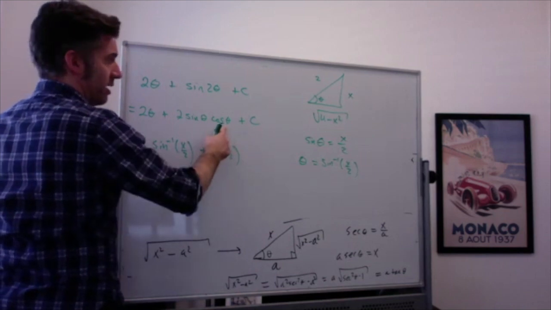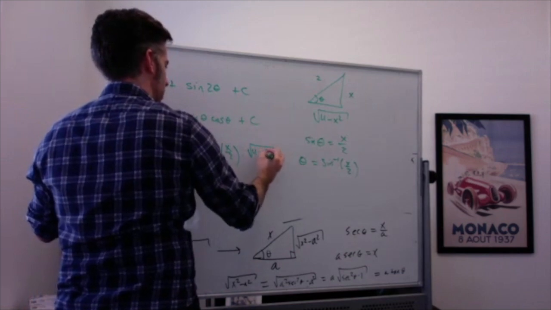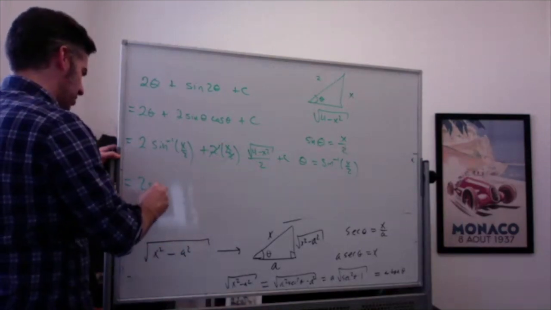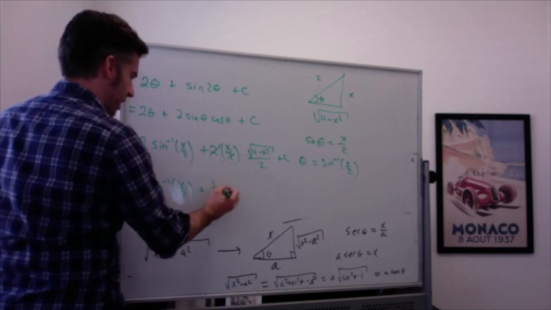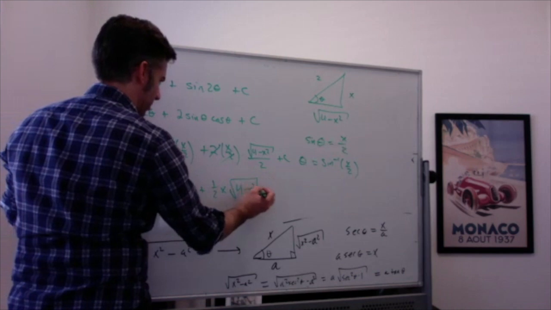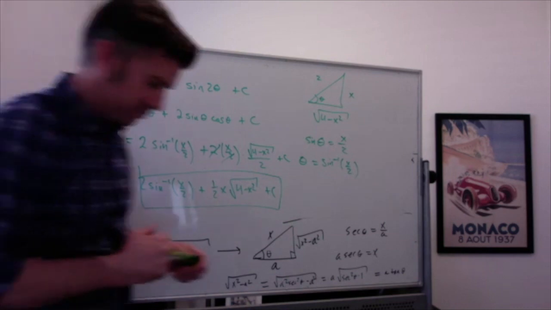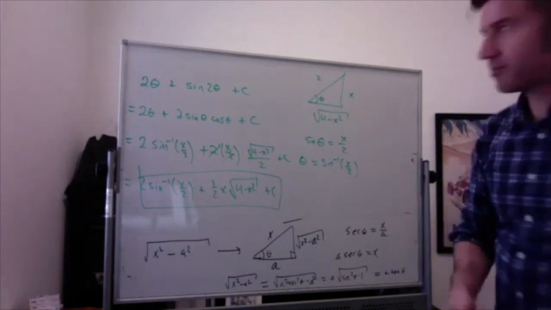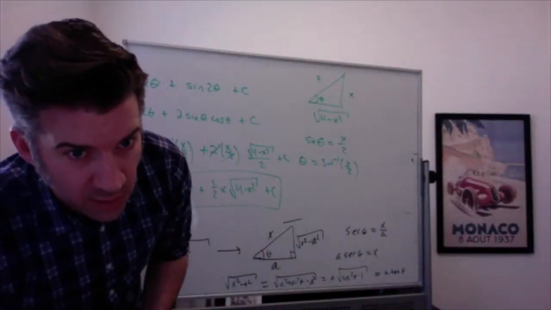And cosine of theta is adjacent over hypotenuse, which is the square root of 4 minus x squared over 2. And you can cancel 2 here and 2 here. You can get 2 inverse sine of x over 2 plus 1/2 x times the square root of 4 minus x squared plus c. A little bit tricky. So that's one example of a trig substitution. Let's do another.